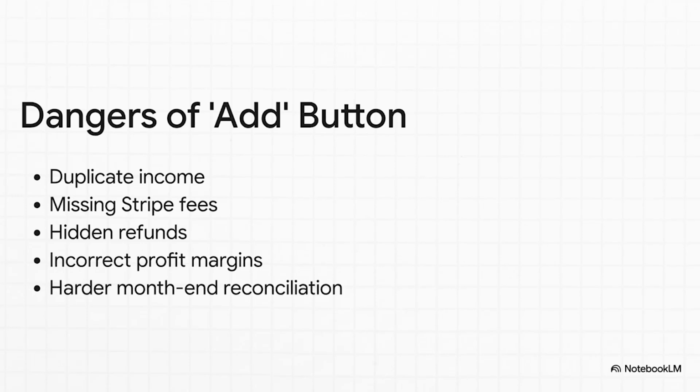Clicking it forces you to manually record net deposits as straight income. This can lead to duplicate income if you've already recorded the sales invoices somewhere else. It guarantees missing Stripe fees and hidden refunds like we just talked about. Ultimately, this gives you completely incorrect profit margins and makes your month-end reconciliation an absolute nightmare because your bank statements will never tie back to your actual sales records.